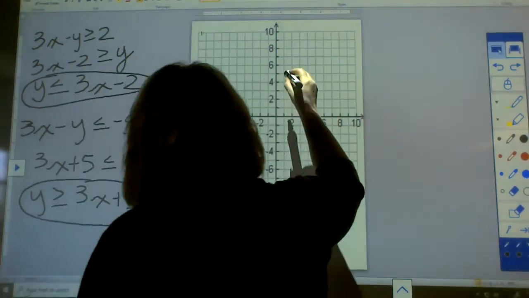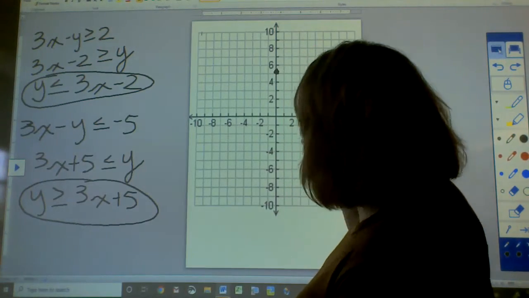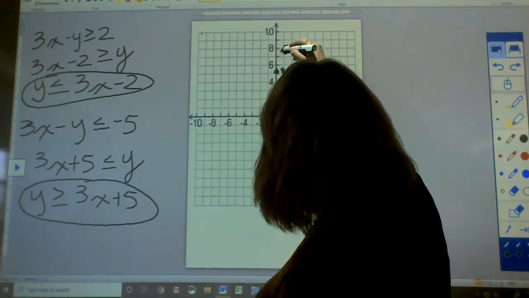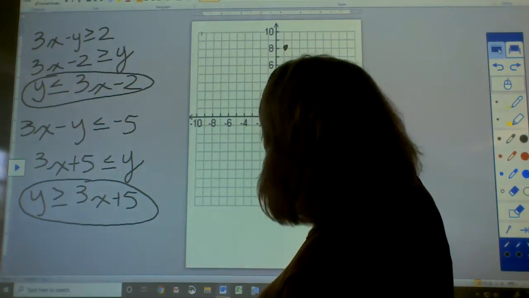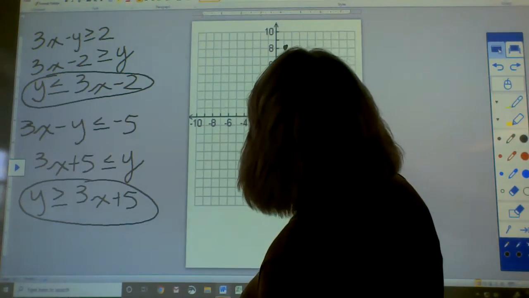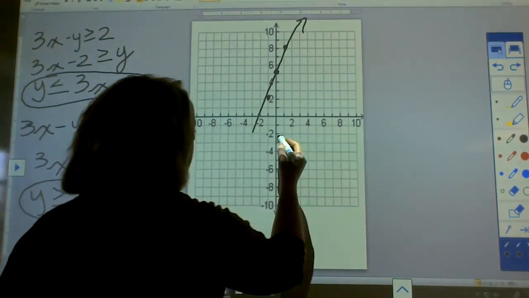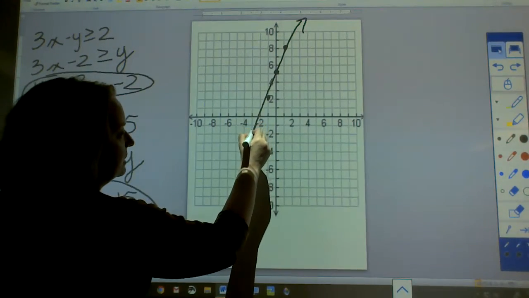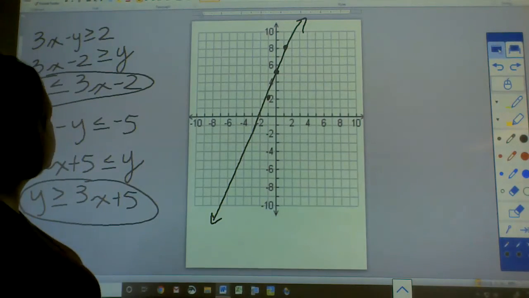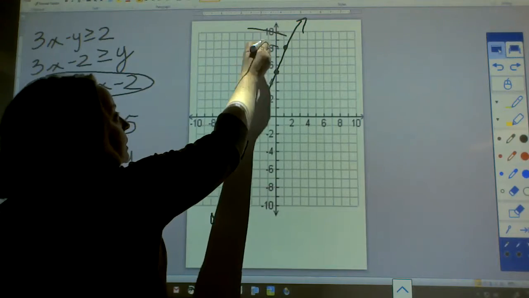Okay, so we're going to go up to 5 here. We'll graph this last one, and then up 3 over 1, down 3 over 1. It's going to be a solid line because of the equal to sign underneath there. And it looks like this. And I'm just going to extend my line through the graph so I get a better picture of what's happening. It says greater, so I'm going to shade above the line.